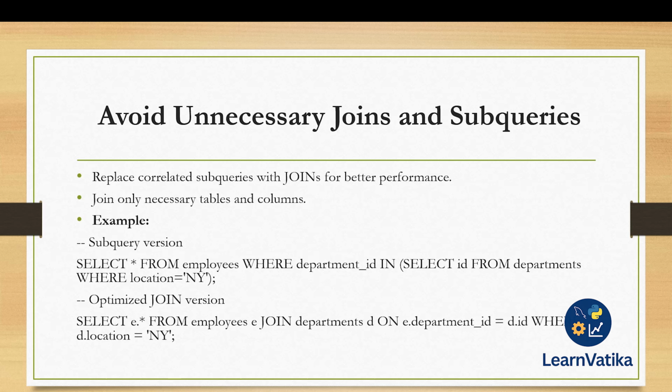And then the optimized join version, rather than using subquery, here we are using the join. Select e.star, that means all things from employees, from employees table e join department d on e.department_ID equals d.ID, where d.location equals New York. So we are joining these two tables and retrieving the respective result. So we need to avoid unnecessary use of joins and subqueries to avoid the excess data transfer, which will hamper the performance of our query.